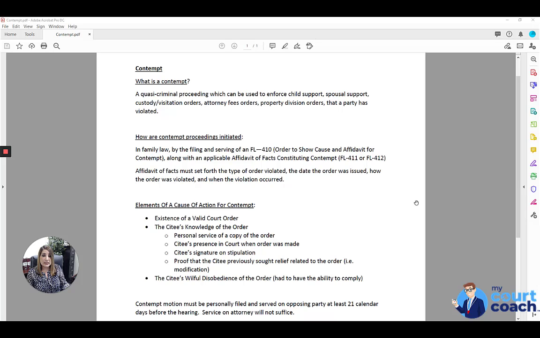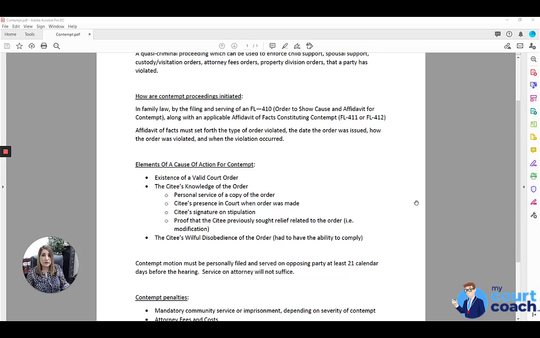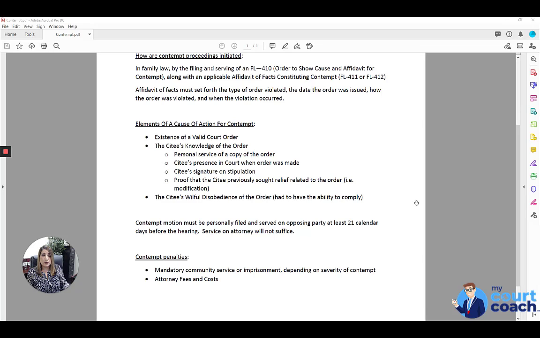The affidavit of facts must specify and set forth the type of order violated, the date the order was issued, how the order was violated, and when the violation occurred. There are certain elements that must be proven in order for the court to find that a party is in contempt. There has to have been existence of a valid court order. So if an order has been voided, then it would not be considered a valid court order.